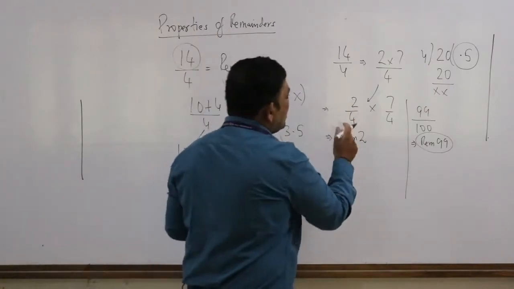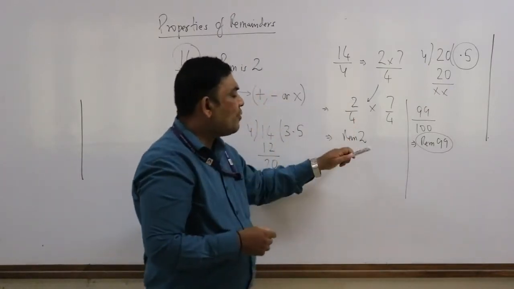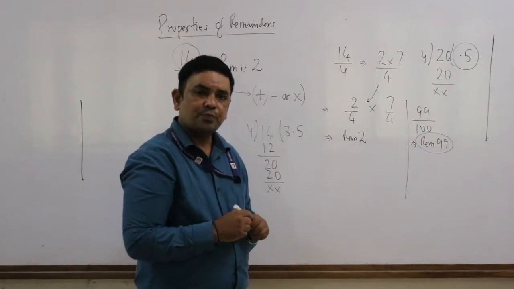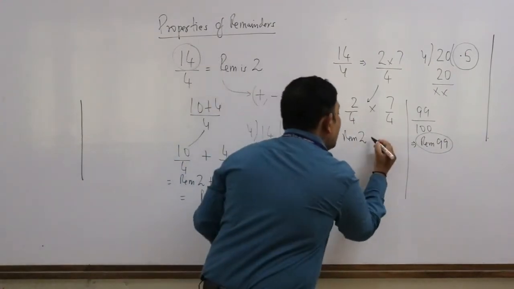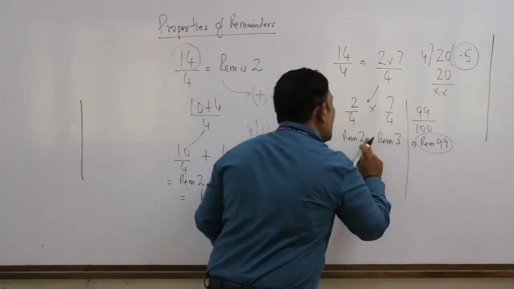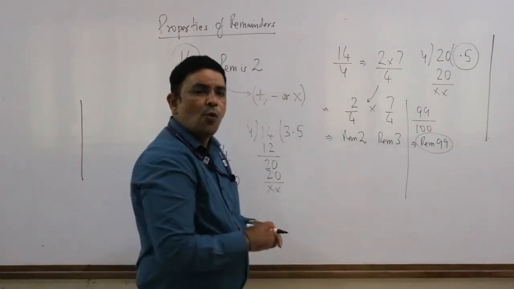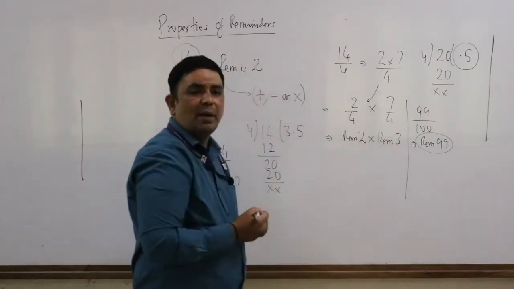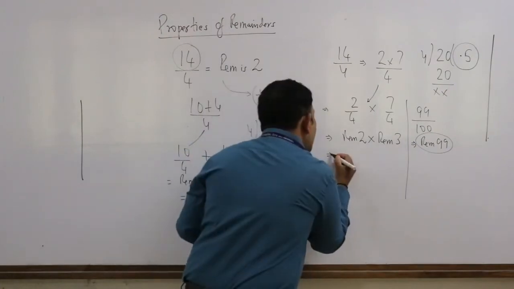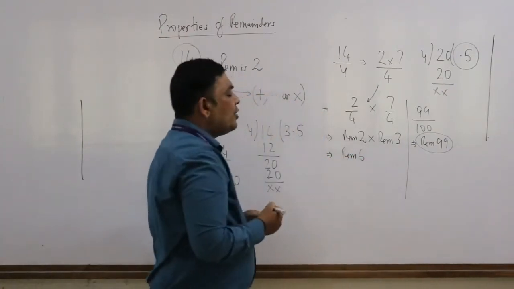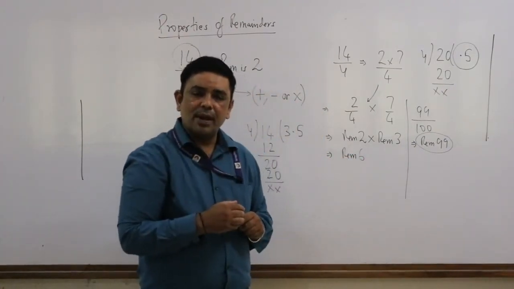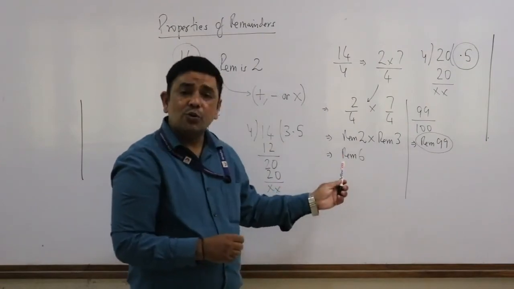So what is the remainder when 2 is divided by 4? When 2 is divided by 4, the remainder will be 2. What is the remainder when 7 is divided by 4? When 7 is divided by 4, the remainder will be 3. What is the sign in between? The sign in between is multiplication. What is the total remainder that you are going to get? The total remainder that you will get is 6. How is this possible? The actual answer is 2.